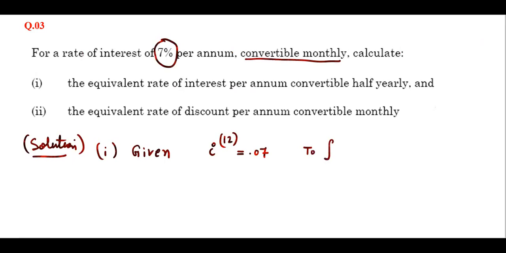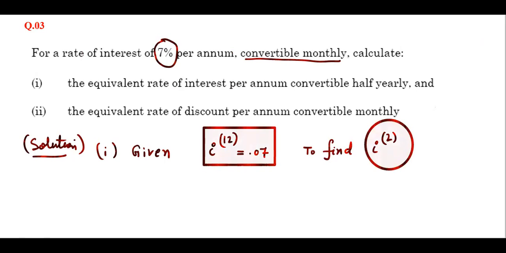To find, convertible half yearly, I2. So from this one we have to find this one. This is the question for you.